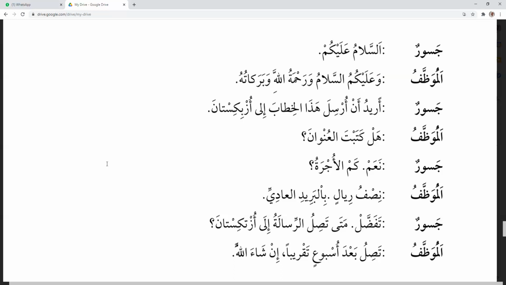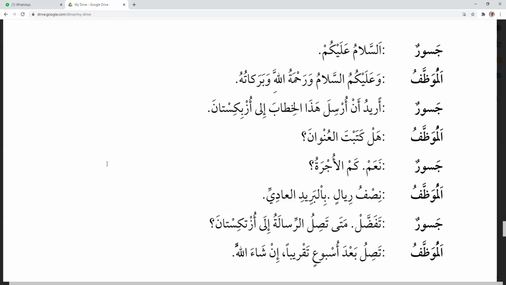البريد العادي. The ب at the beginning means with, but البريد العادي means regular mail. يعني the regular service. You have first class, second class. This refers to the regular mail. So half a riyal by regular mail. تفضل. متى تصل الرسالة إلى أوزبكستان?